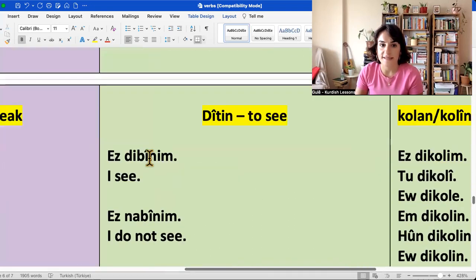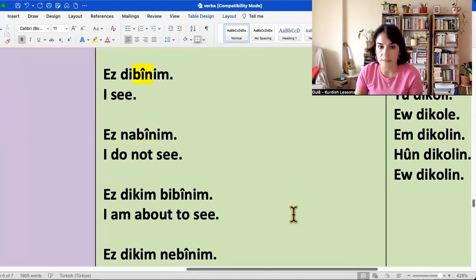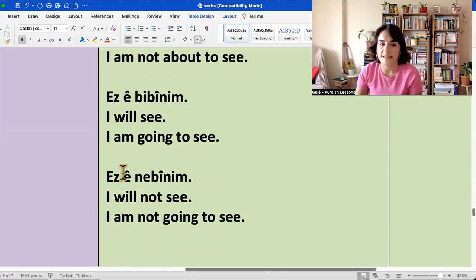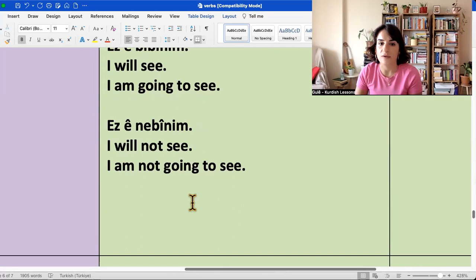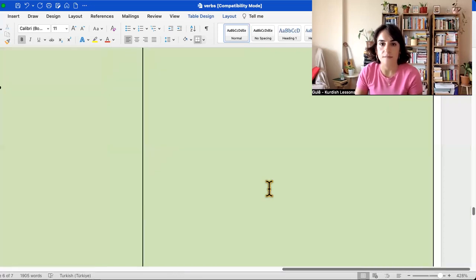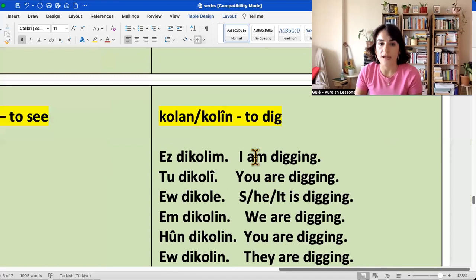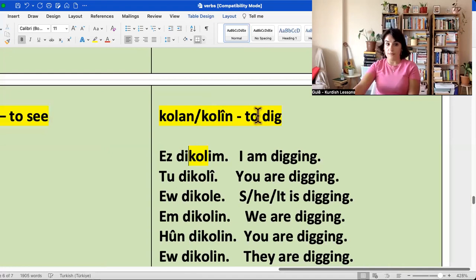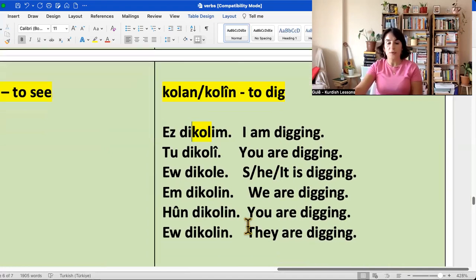Diten, to see, present stem is been, as the benim, as the come benim, I'm about to see, as a benim, I will see, as a benim, I'm not going to see, I won't see. Colon or calling, call is the present stem, as the column, the colli, out the colle, and on out the colon. We are digging, you are digging, he is, she is digging.